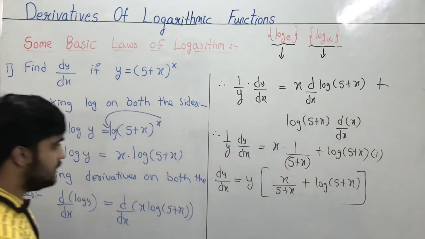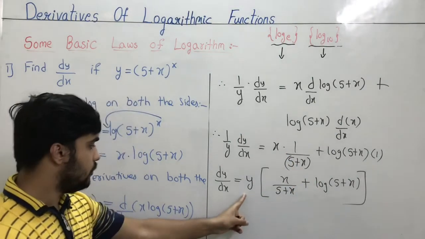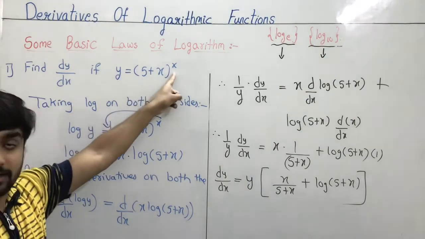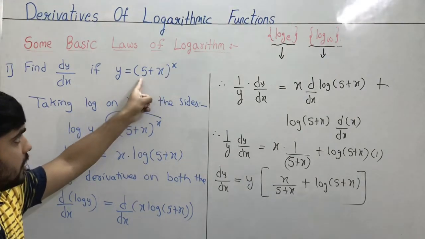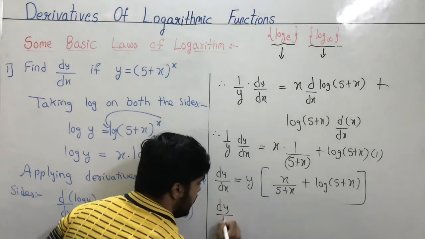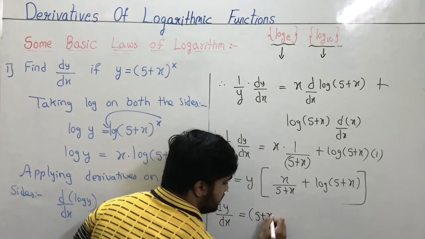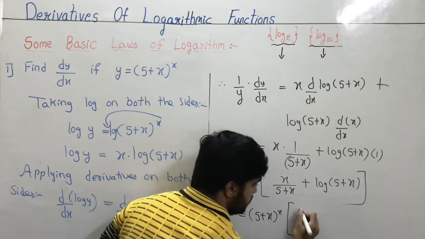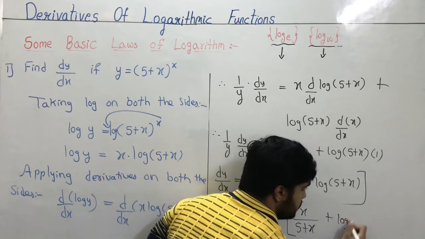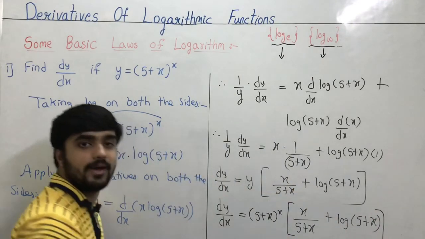Now in this case we want our complete solution in terms of x. We can see that y is (5 plus x) raised to x, so we'll substitute the value of y here. So dy by dx is equal to (5 plus x) raised to x into this function, so that our complete solution is in terms of x. So this is your final answer.